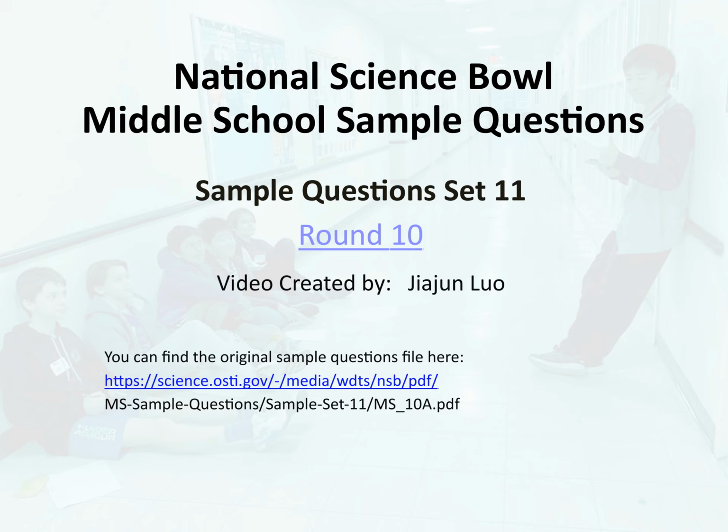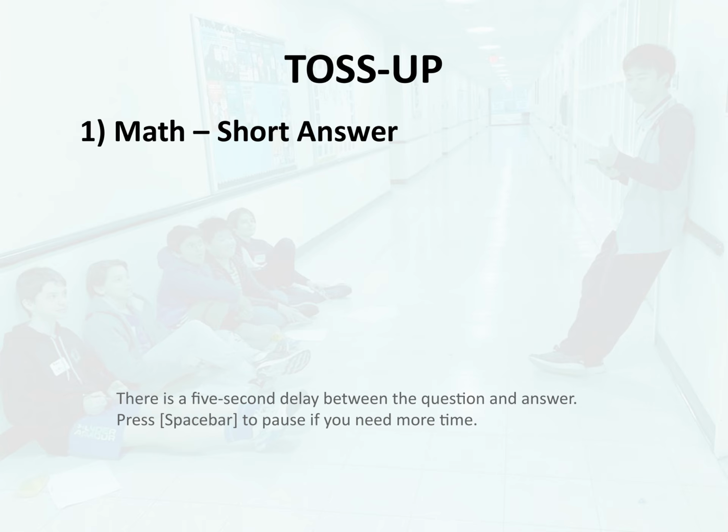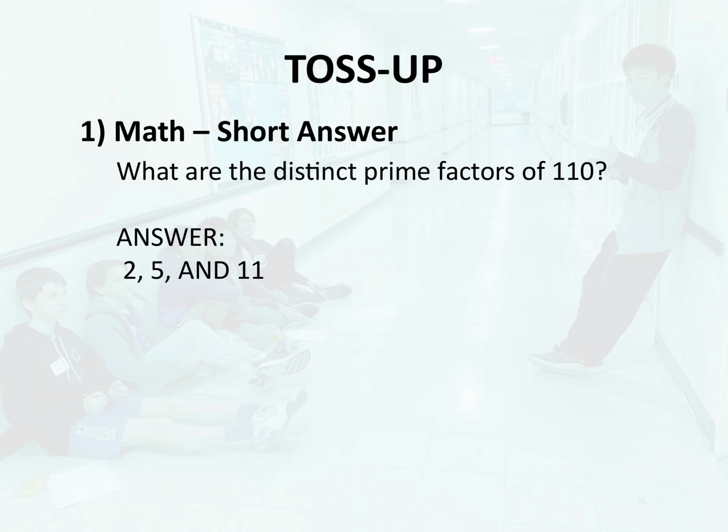Toss-up 1. Math, short answer. What are the distinct prime factors of 110? Answer: 2, 5, and 11.